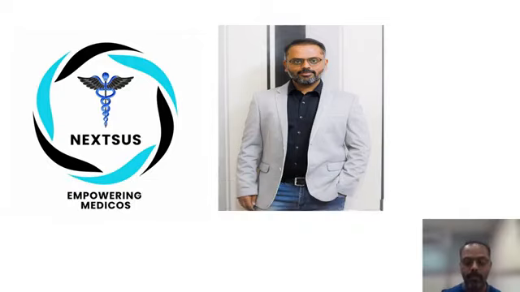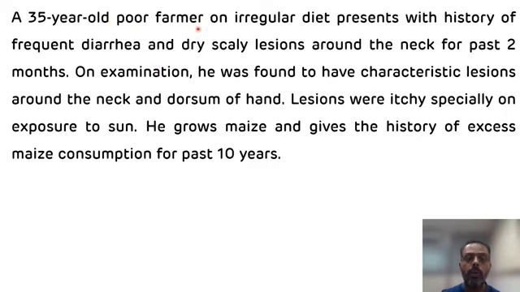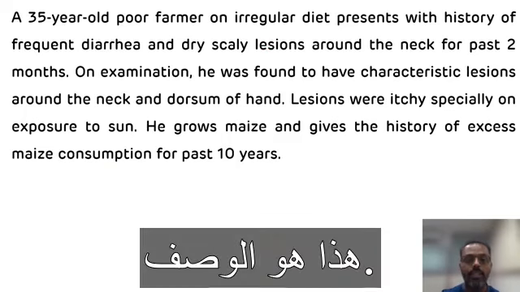So let's start. The case description is a 35-year-old poor farmer on an irregular diet who presents with a history of frequent diarrhea and dry scaly lesions around the neck for the past 2 months. On examination, he was found to have characteristic lesions around the neck and dorsum of the hand. Lesions were itchy, especially on exposure to the sun. He grows maize and gives a history of excess maize consumption for the past 10 years. So that is the description.